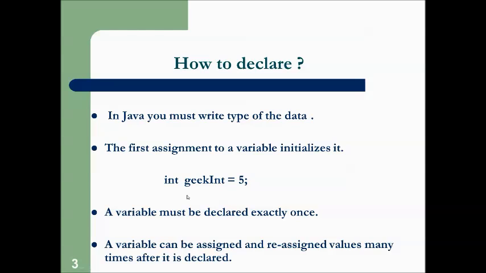The first two parts of this declaration are required. You could simply say int geek and finish the statement with a semicolon, and that would be establishing the variable but not explicitly assigning its initial value. If you want to assign the initial value, you just add the equals operator and the initial literal value you're assigning.